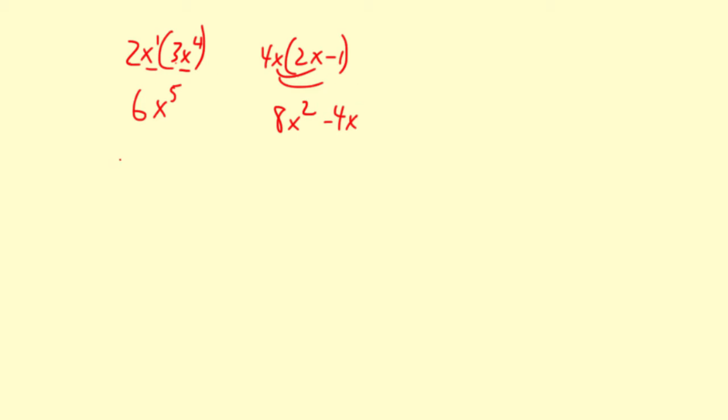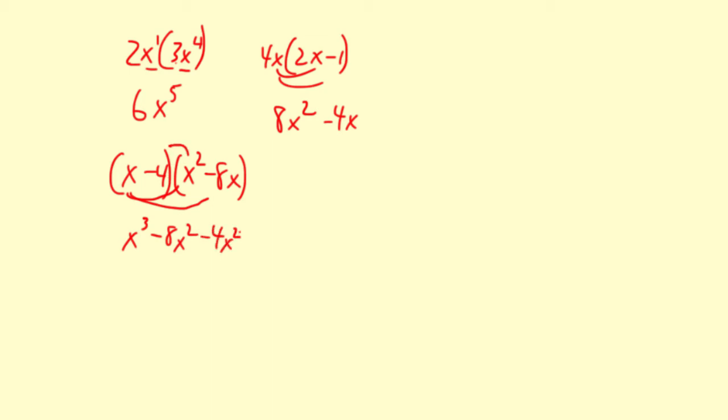Another type is two binomials. Maybe you have something like this. Apply the FOIL method. X times x squared is x to the third power. X times negative 8x is negative 8x squared. And then negative 4 times x squared is negative 4x squared. Negative 4 times negative 8x is plus 32x.